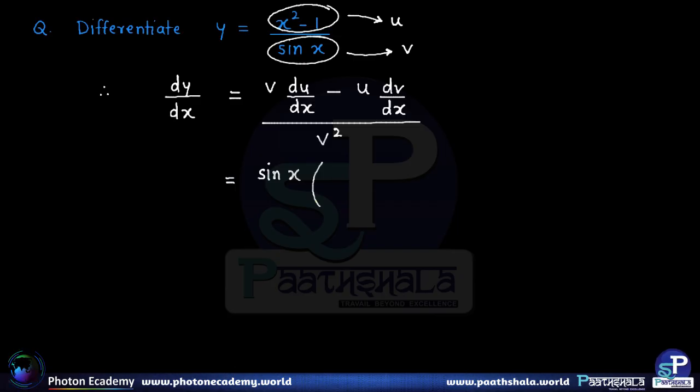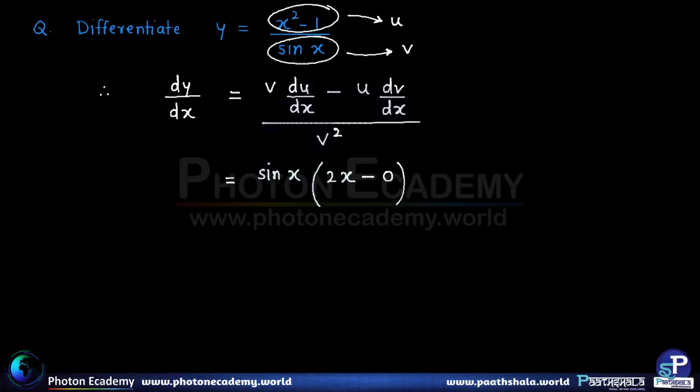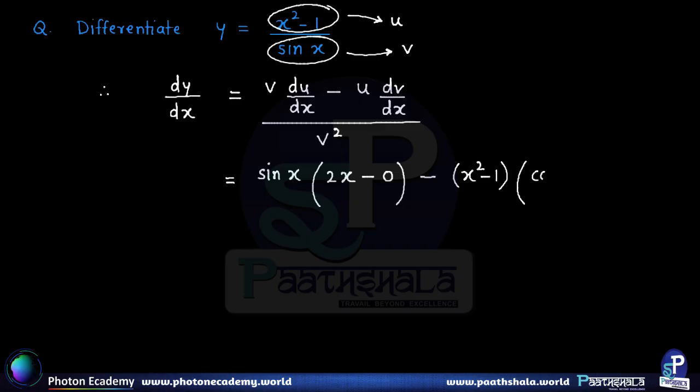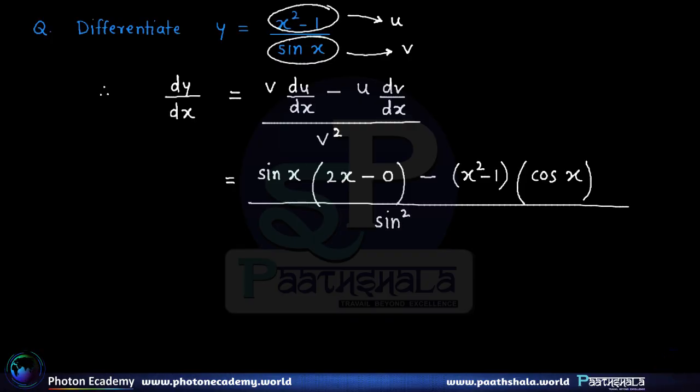Now in the numerator we have first term as x square, so its derivative is 2x as we have seen previously, minus derivative of 1. Now as 1 is a constant, so therefore its derivative will be nothing but 0. Alright. Next we have minus sign, then u is nothing but the numerator function, which is x square minus 1 into derivative of denominator. Now derivative of sin x, we know that it is cos x. So that's what we write here, whole divided by v square, that is the square of the denominator, so that is sin square x.